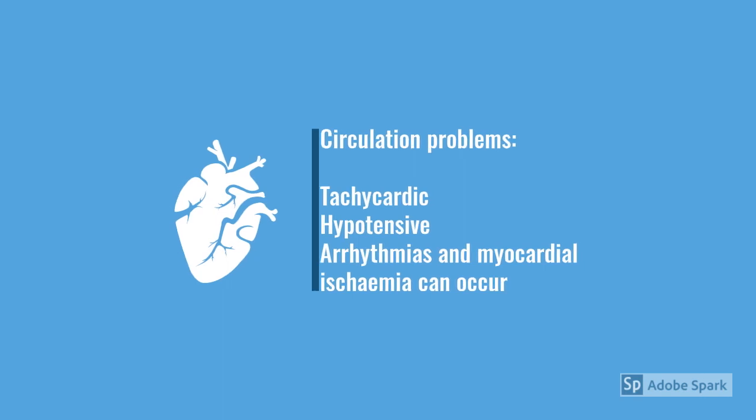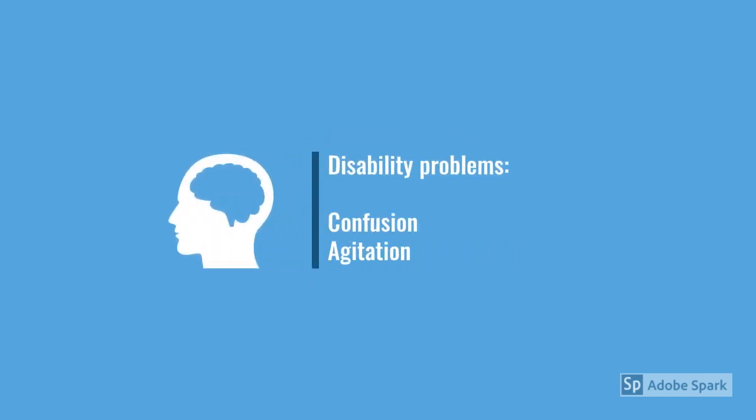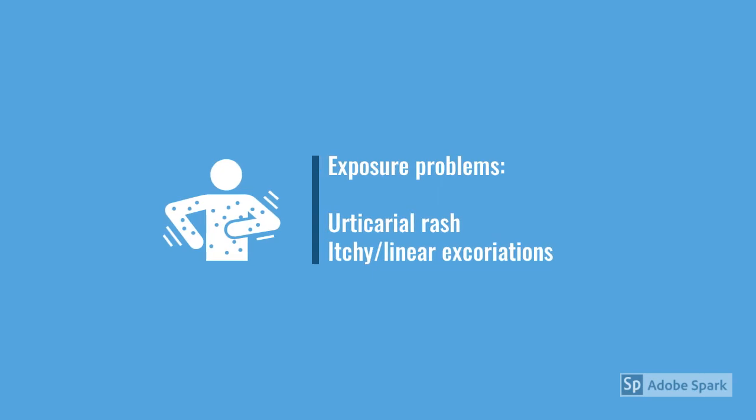Onto D. So we'll split it up, start off with neurological problems that you can notice. So we've discussed already that they can be confused. You can also be agitated, or you might know that they've got a low GCS. You can see from a skin and mucosal point of view, there can be urticaria and erythema. And you might notice they've got some linear excoriations because they're so pruritic.